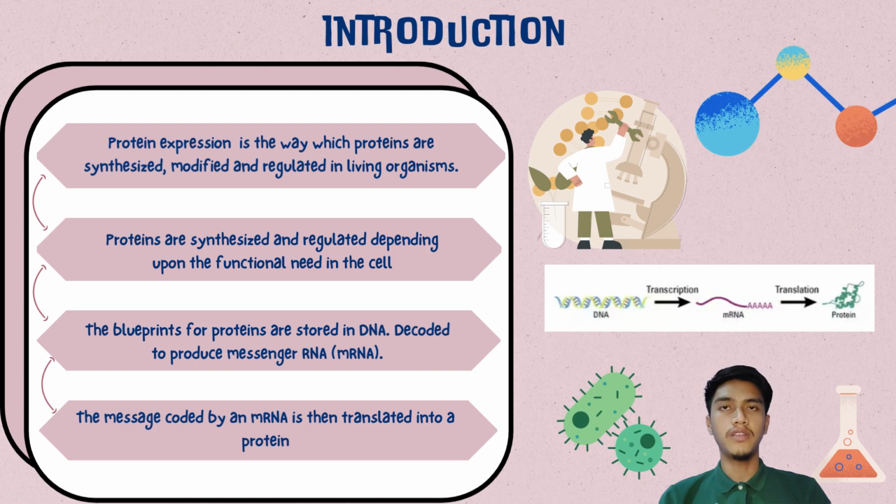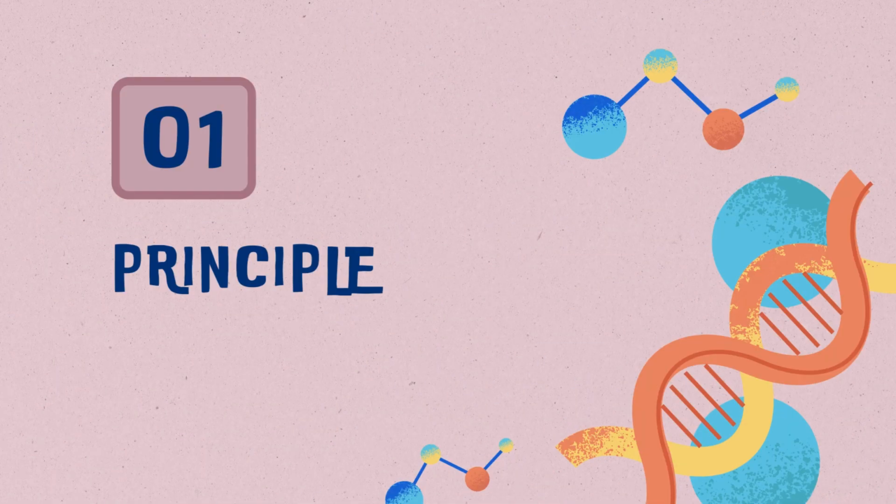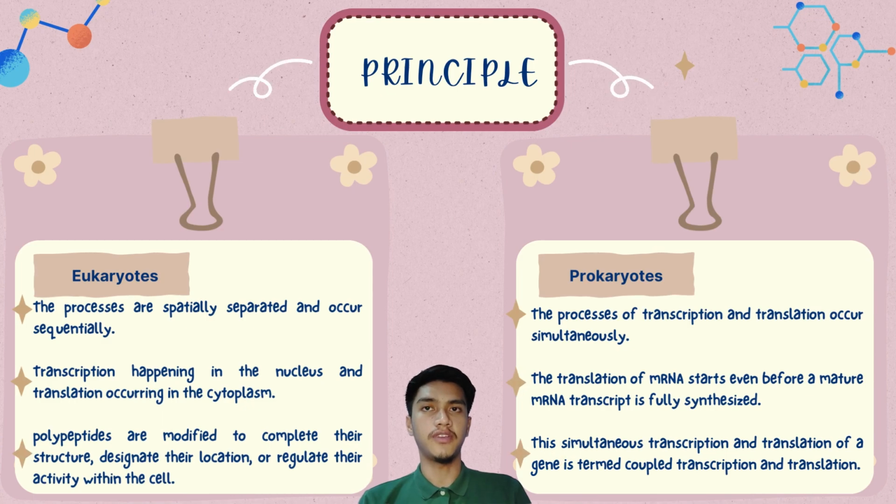The blueprints for proteins are stored in DNA and decoded by a highly regulated transcriptional process to produce messenger RNA, or mRNA. The message coded by an mRNA is then translated into a protein. Transcription is the transfer of information from DNA to mRNA, and translation is the synthesis of protein based on a sequence specified by mRNA. So that's the principle of protein expression.